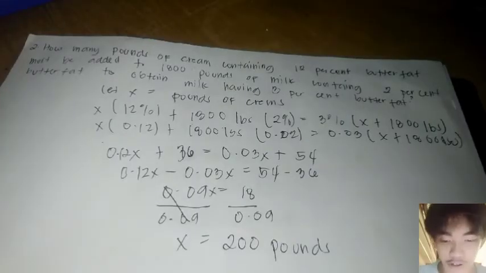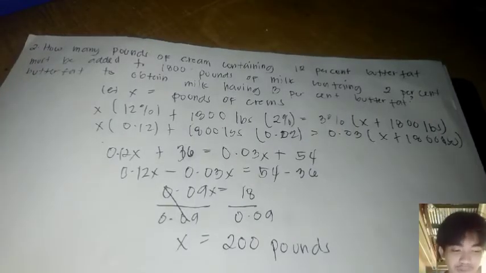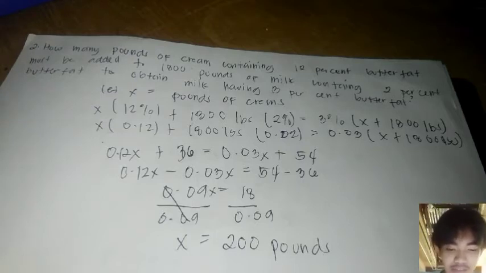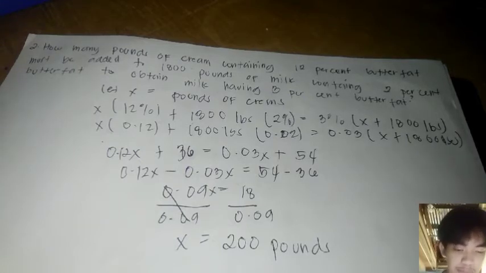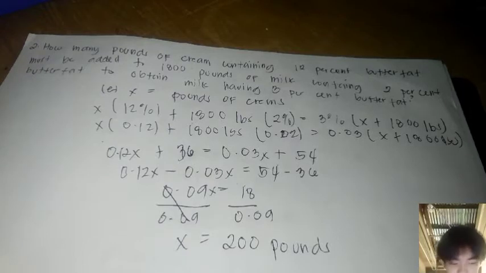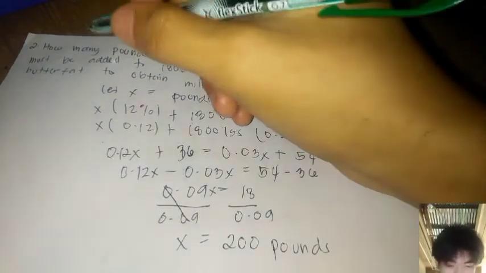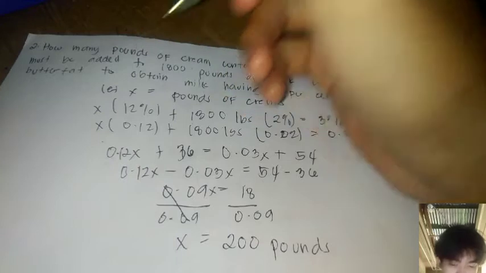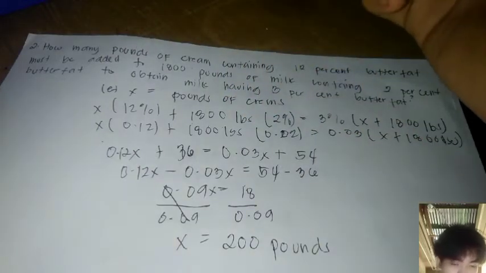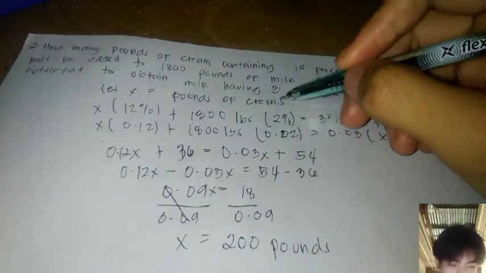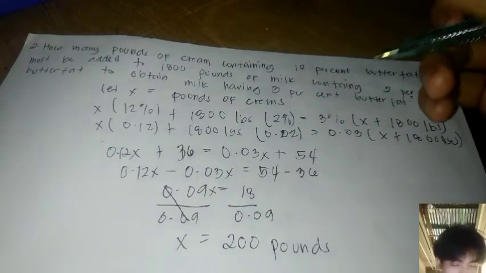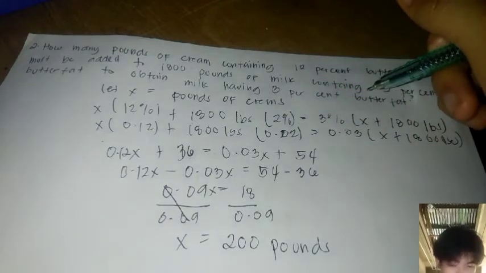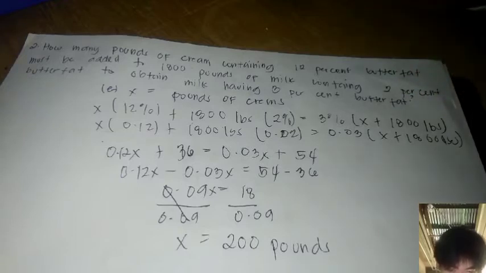We have: how many pounds of cream containing 12% butterfat must be added to 1,800 pounds of milk containing 2% butterfat to obtain milk having 3% butterfat. So let X be the pounds of cream. So our equation is X quantity of 12% plus 1,800 pounds quantity of 2% equals 3% quantity of X plus 1,800 pounds.